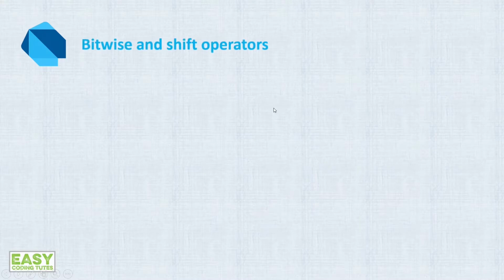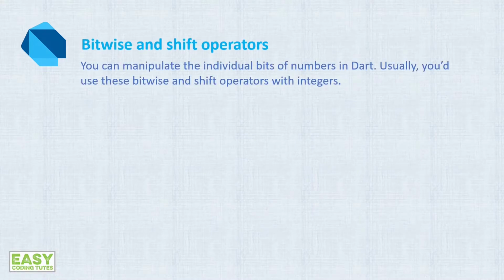Next operators are bitwise and shift operators. You can manipulate the individual bits of a number in Dart. Usually you use these bitwise and shift operators with integers. So let's have a look at the table of bitwise operators.